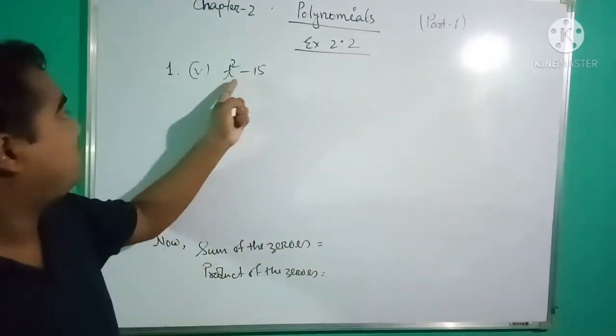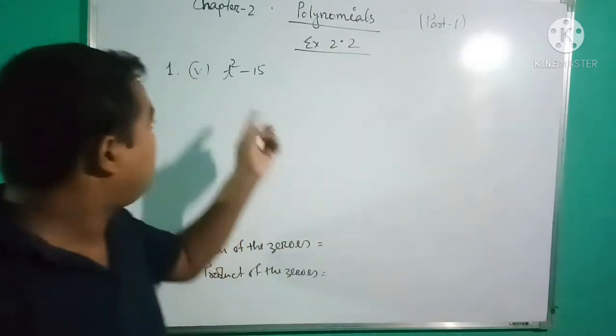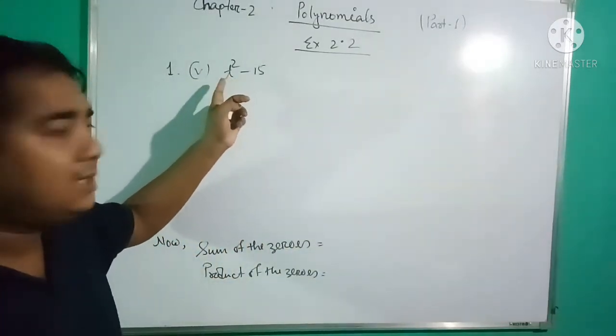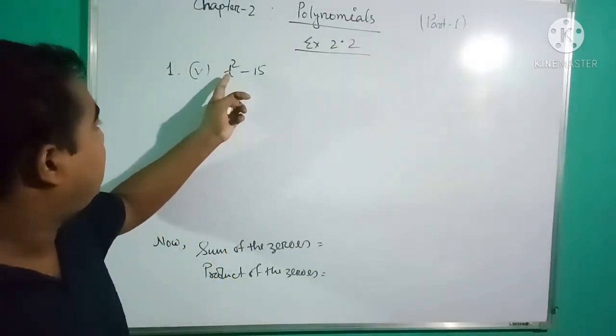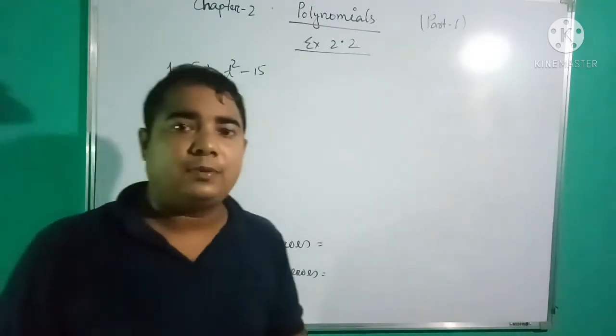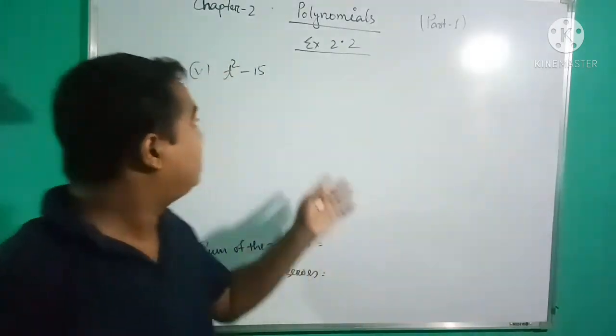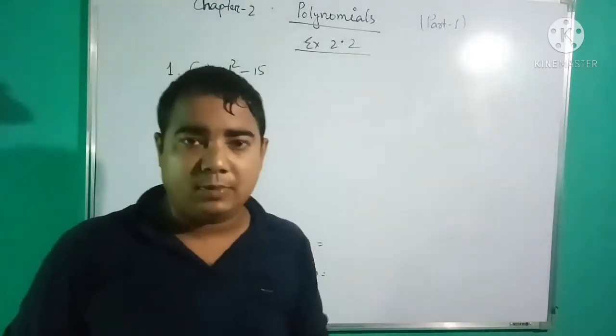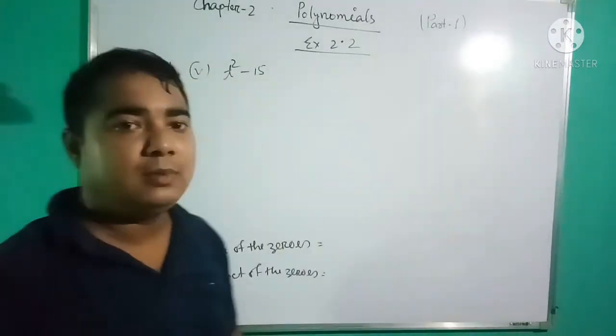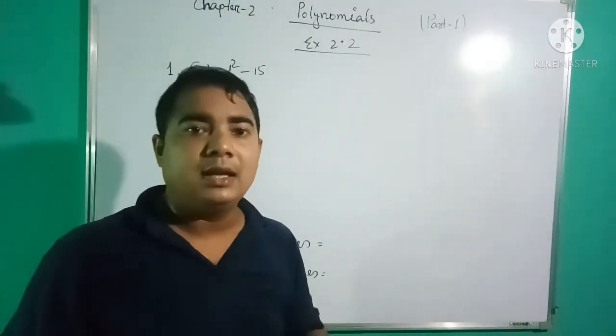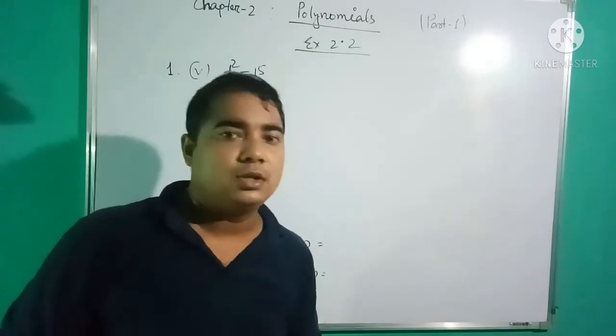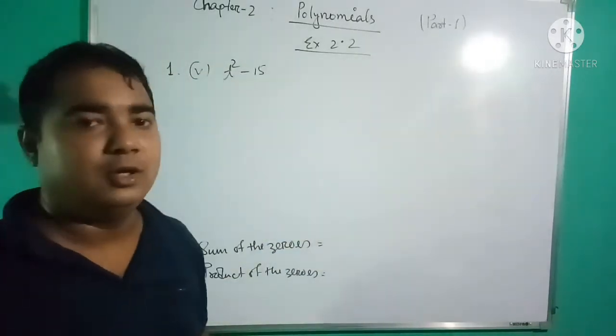The question is t square minus 15. See here the variable is t and the power of t is 2, therefore it is a quadratic polynomial. But here the t term is not given, one term is not given, but it is still a quadratic polynomial. If it is a quadratic polynomial, then it has two zeros. So find the zeros of the given polynomial.